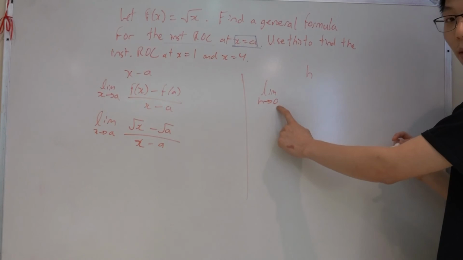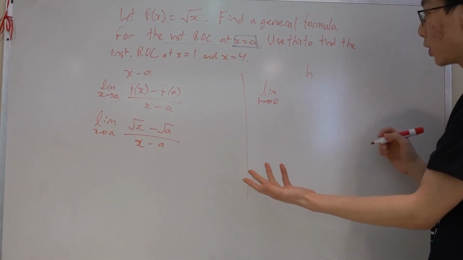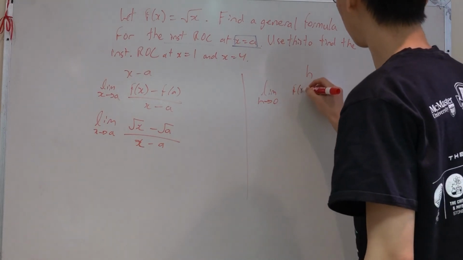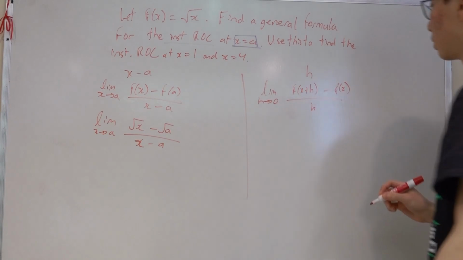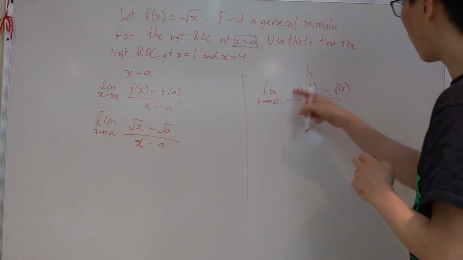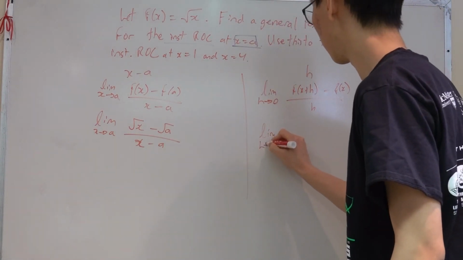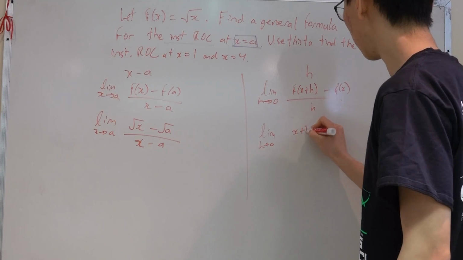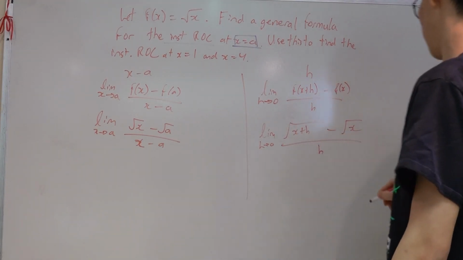Now, when you do the limit, you have a number, and you know numbers that are close to 0, right? We did this a bunch of times. So again, it's f of x plus h minus f of x, all of that over h. Okay? So let's see what happens. Again, the f's are just square roots, so we can replace this with limit as h approaches 0 of the square root of x plus h minus the square root of x, all of that over h.